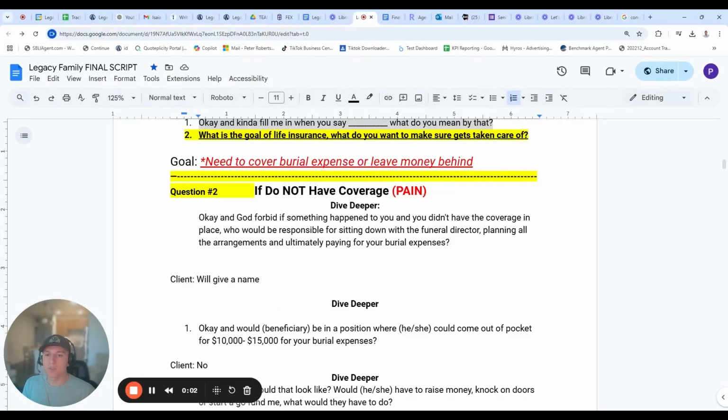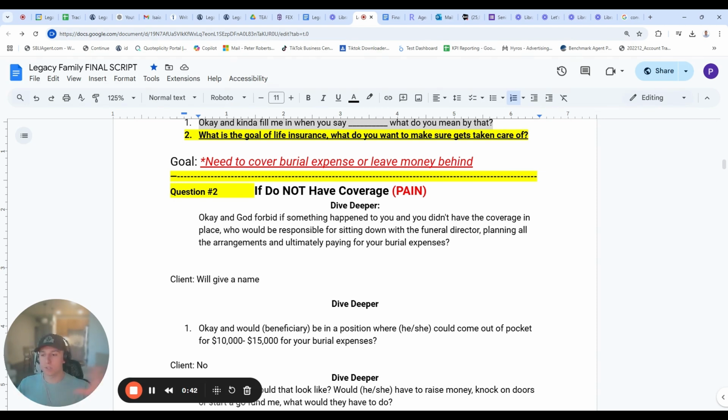So now that we've gotten the prospect to admit they are looking to cover their burial expenses, now that we've got that clear why, our goal is to now go on to question number 2. Okay. For this situation, let's say they do not have any coverage in place. Question number 2 is split off into if they don't have life insurance or if they do, because the value is going to be different. For this situation, let's assume that they do not have any current life insurance. This is typically one of the easiest problems to solve because they don't have any coverage in place.